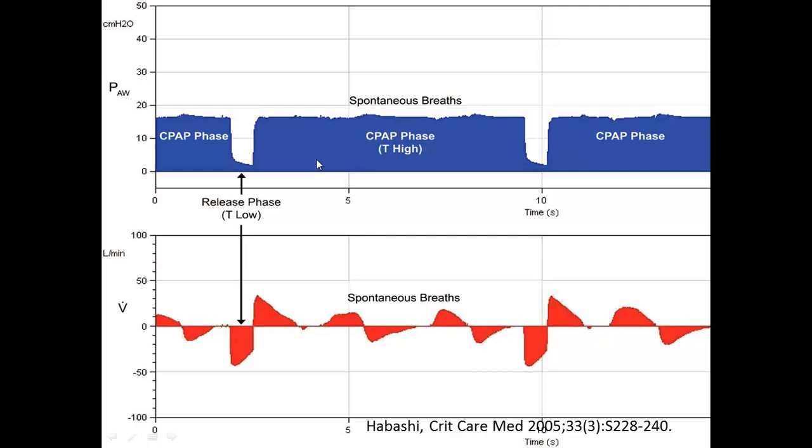However, periodically at a preset time interval, the pressure drops from this P high down to a P low that is usually set at 0. When that pressure drops from P high to P low, you see an expiratory flow here. Then the patient's expiratory flow gradually decreases until time low ends. When time low ends, pressure immediately goes back up to P high, or pressure high.